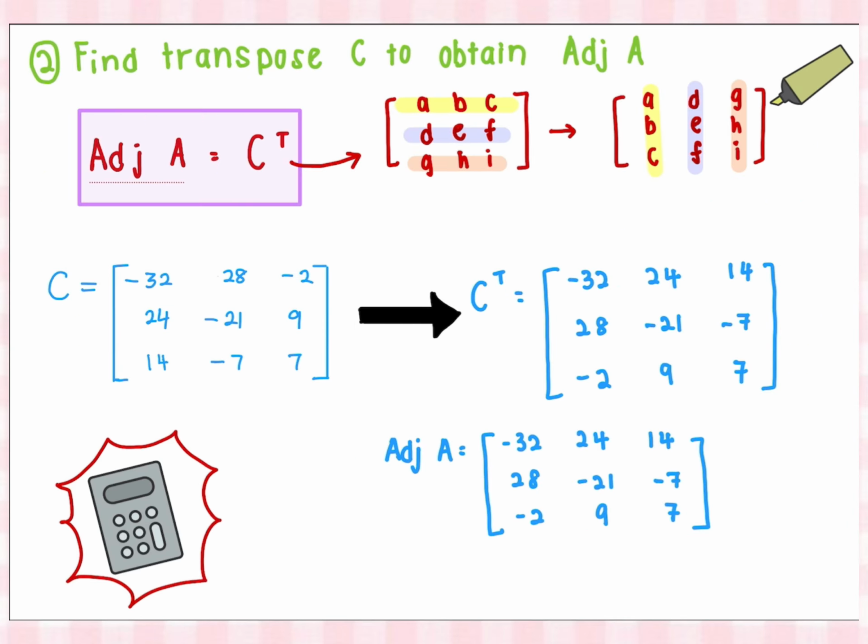Now, let's go to our next step, which is to transpose C to obtain adjoint A. So what is transpose? Transpose is the interchanging of rows and columns.